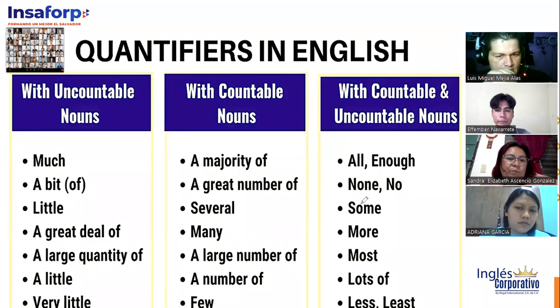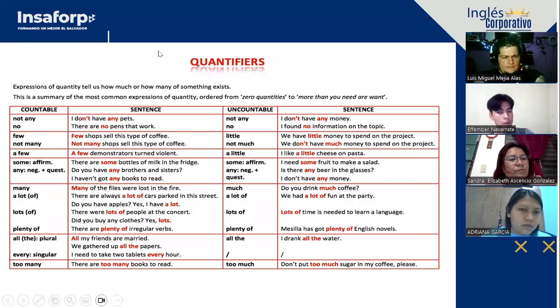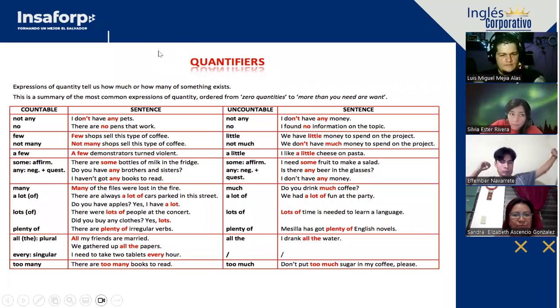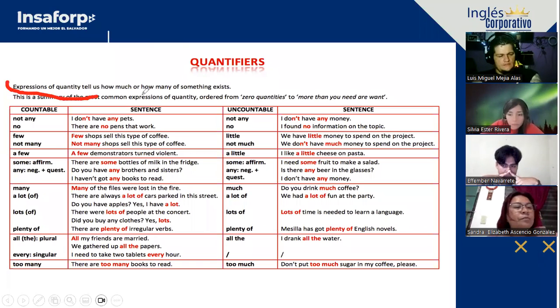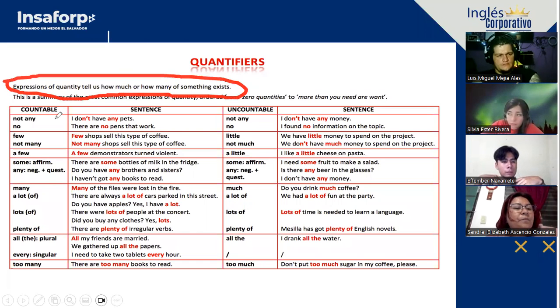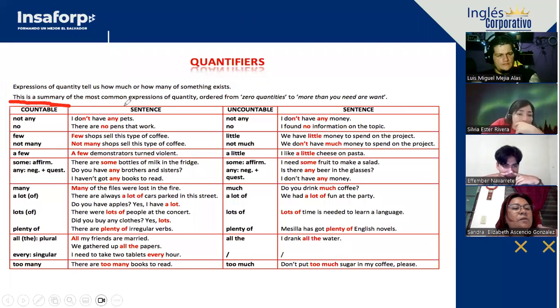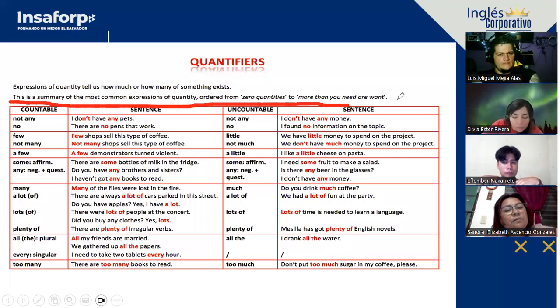Yes. Okay, now let me show you some examples with quantifiers. There you have, look at this. I hope that you can see them. Let me see the time first, 6 more minutes. We're going to continue practicing, by the way. It says here, expressions of quantity tell us how much or how many of something exists. And you also have this summary of the most common expressions of quantity, ordered from zero quantities to more than you need or want.